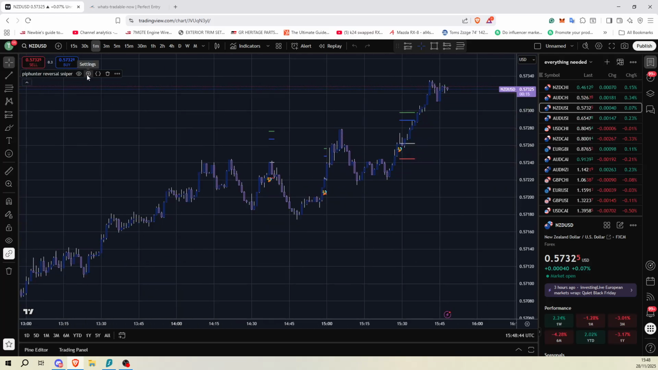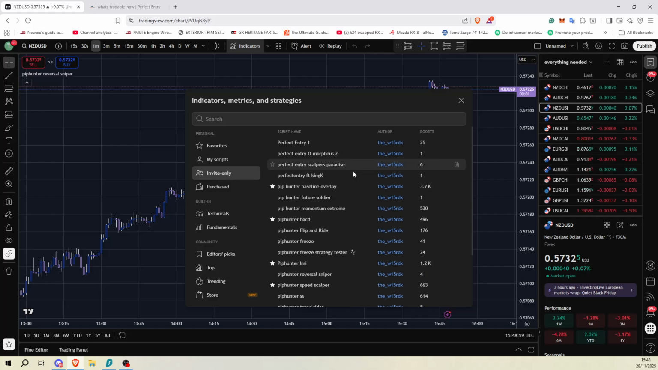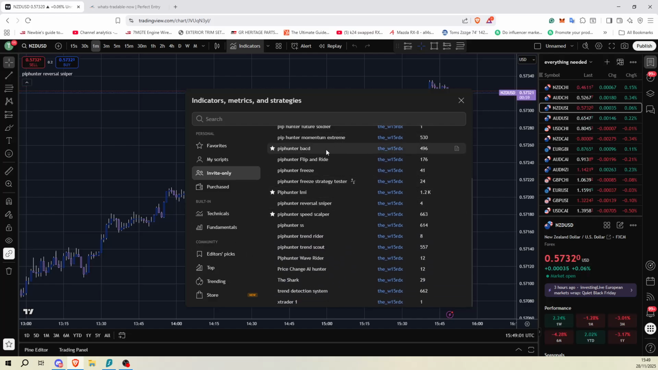If you need access, then make sure you've signed up and deposited with Vantage and handled the access request form. Then all you have to do is add it to your chart. Very simple. You go into indicators, you go into invite only, you'll find Pip Hunter Reversal Sniper right here. You click it once to add it to your chart and it will appear.